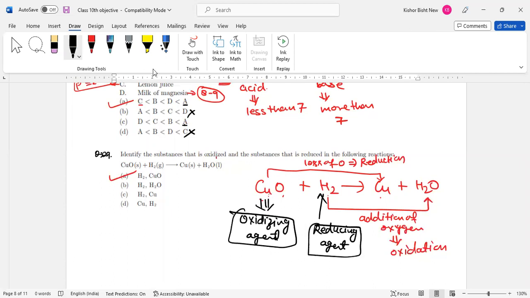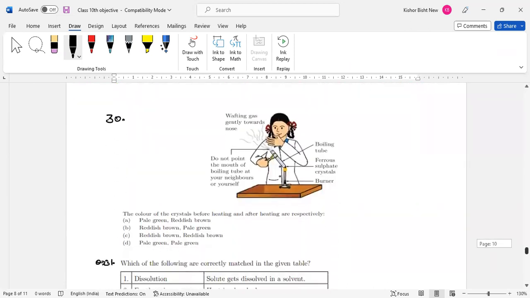Now come to the last one, the 30th question for today. The question is, what is this? This is the boiling test tube. Here is the ferrous sulfate crystal, and it is a burner. So what do you understand? The ferrous sulfate, FeSO4 solid, and we are burning it, meaning heating it. So this is a decomposition reaction. That is the first thing I understand here. Second thing, since we are heating, it is an endothermic reaction.